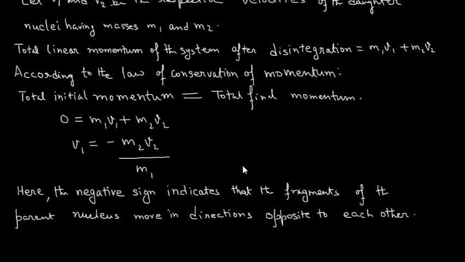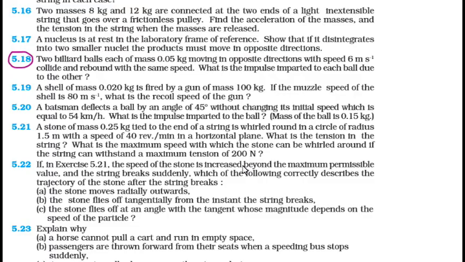Let us see the next problem. Let us see 5.18. Two billiard balls, each of mass 0.05 kg, moving in opposite direction with speed 6 meter per second, collide and rebound with the same speed. What is the impulse imparted to each ball due to the other?